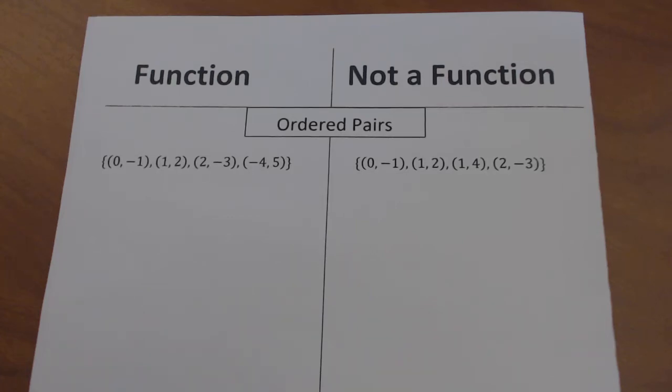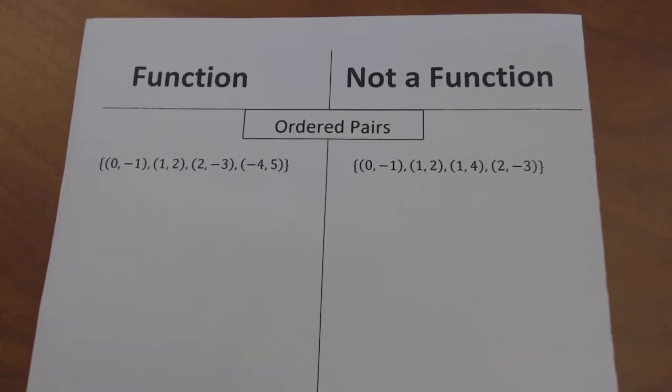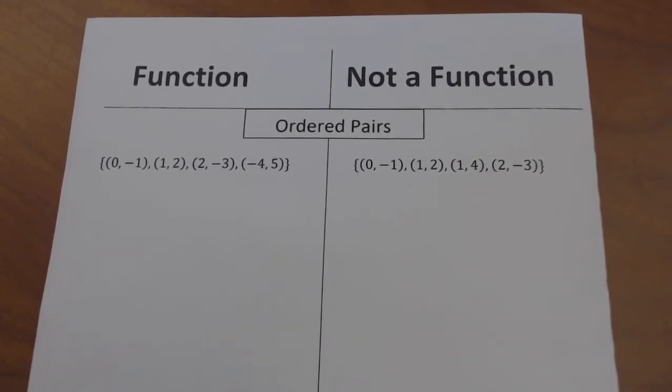Today we're going to be deciding if a relation is a function or not a function. We're going to be looking at 4 different representations: ordered pairs, table, equation, and graph. So first are ordered pairs. We have to decide which is a function and which is not.